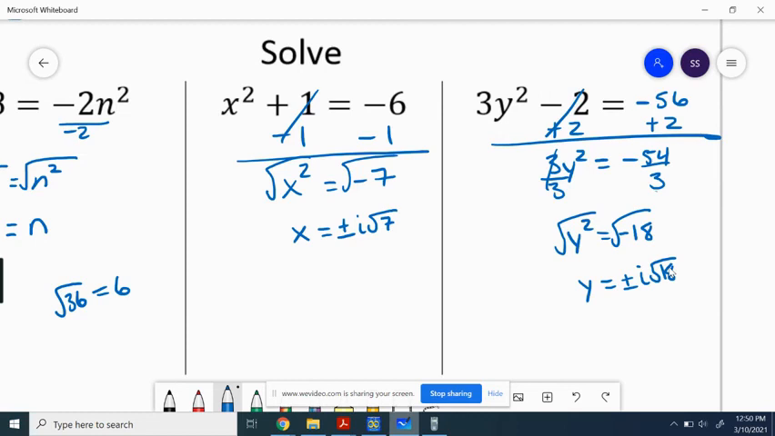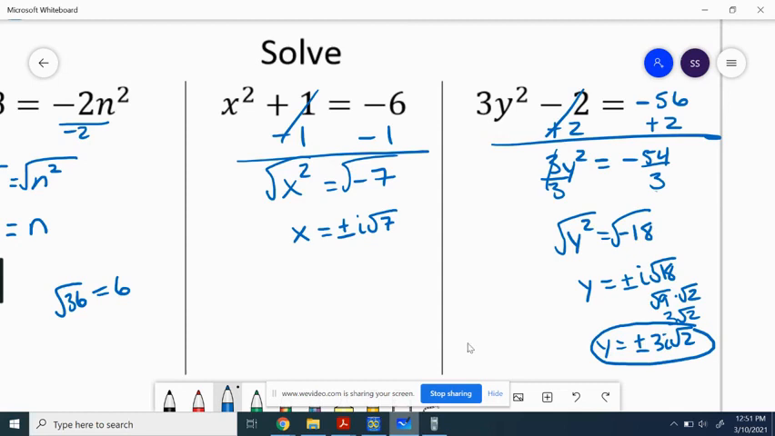The square root of 18 breaks down into the square root of 9 times the square root of 2. And the square root of 9 is 3. So our final answer here would be y is equal to plus or minus. Remember, we don't want to call this i3. We're going to call this 3i times the square root of 2. So there's your final answer.